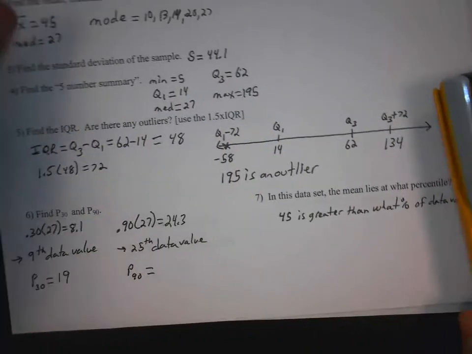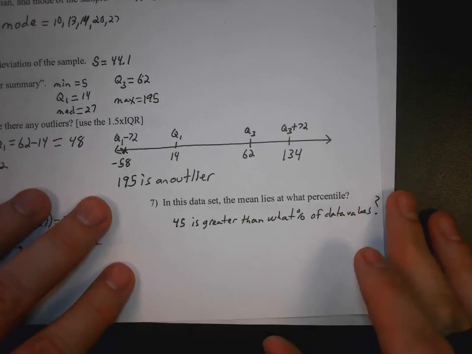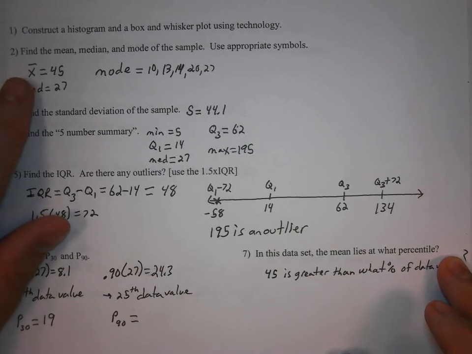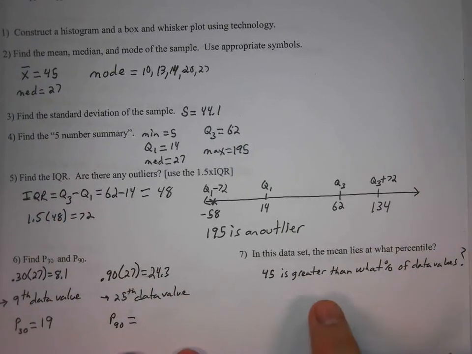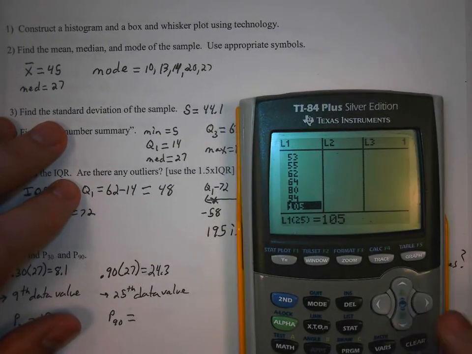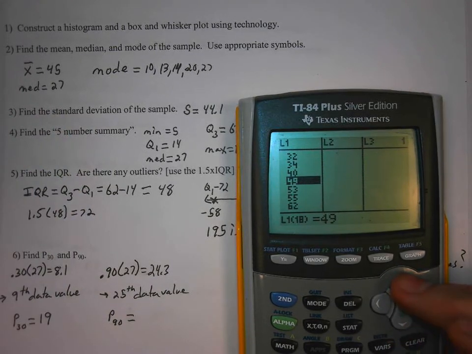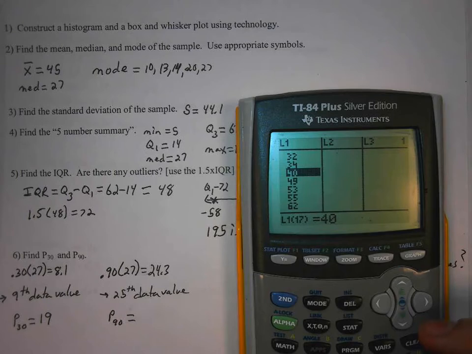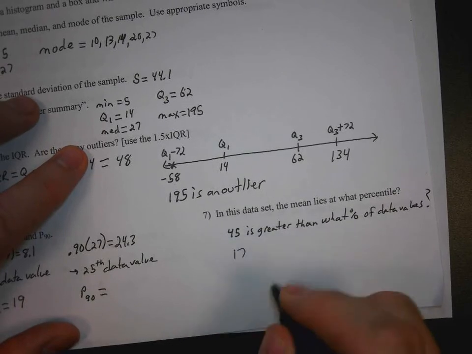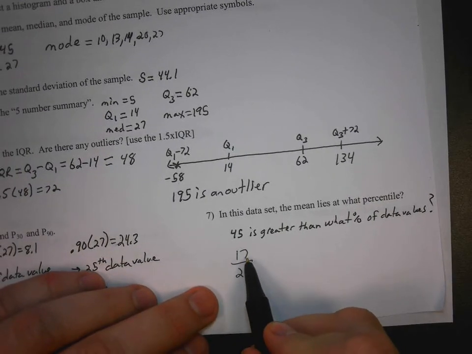And then for number 7, in this data set, the mean lies at what percentile? Well, the mean was 45, because we found that up here for the sample mean. So 45 is greater than what percent of data values? If we go into our list again, the data value of 45 will be between 40 and 49. There are 17 data values that are less than 40. So 17 out of 27. The number of data values less than 45 is 17.